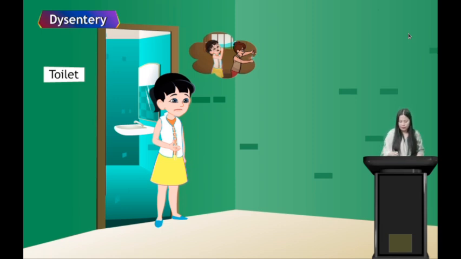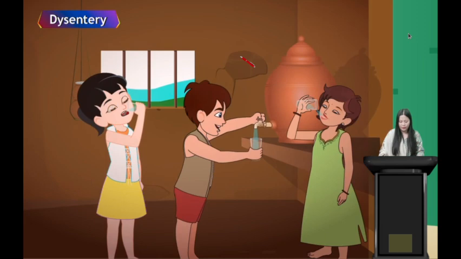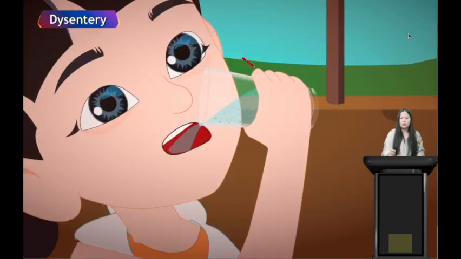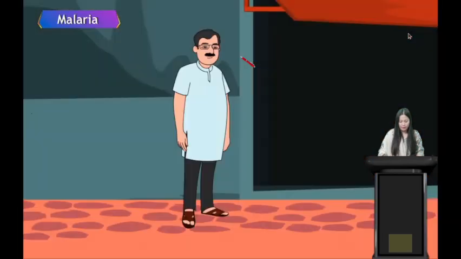Here, this girl is wondering why her stomach is upset. Then she remembers that she drank water earlier, and this water was contaminated. It was dirty. Because of drinking this dirty, contaminated water, she got dysentery.